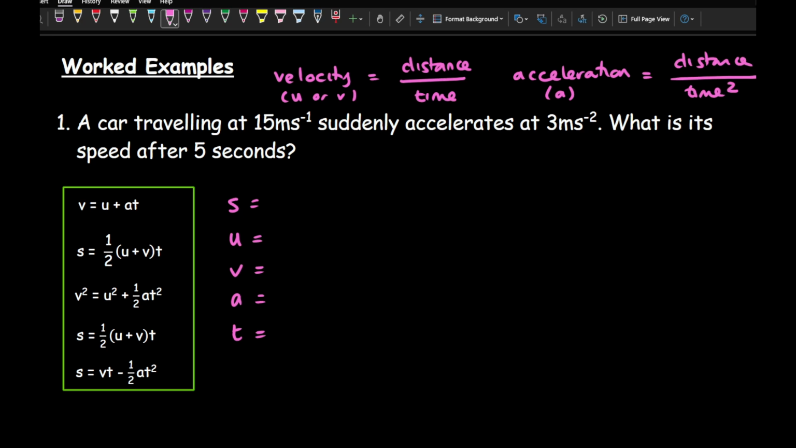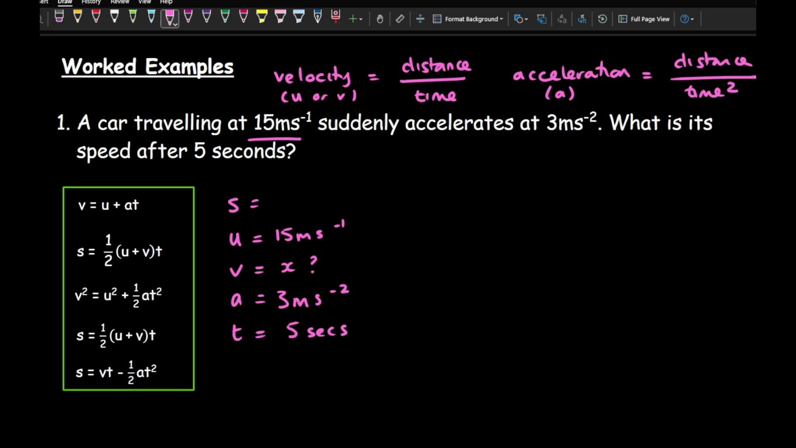So going back to the question, I know that a car travelling at 15 meters per second, which is my u value, so that's 15 meters per second, and we've got our acceleration value, which is 3 meters per second squared. t is 5 seconds, and what we're trying to find is our final velocity, which I'm just going to call x, or you can put a little question mark, whichever floats your boat with this.